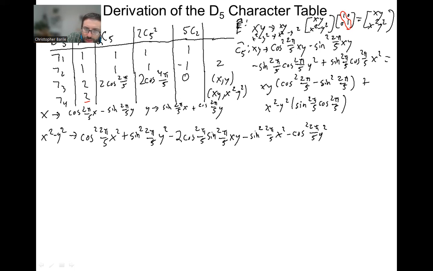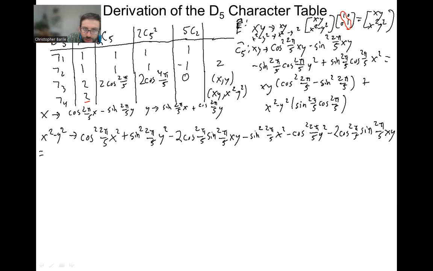And then this combination, minus 2 cosine 2 pi over 5 sine 2 pi over 5, and it's x times y. All right. So now we want to combine like terms and think of it in that way.